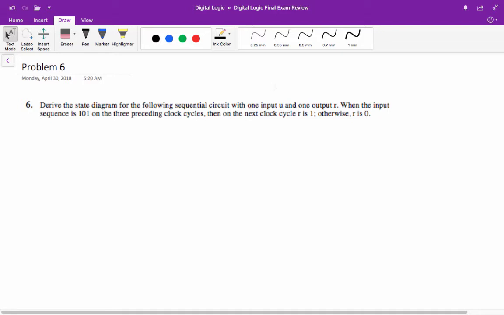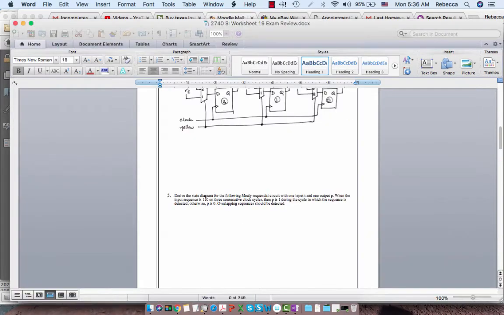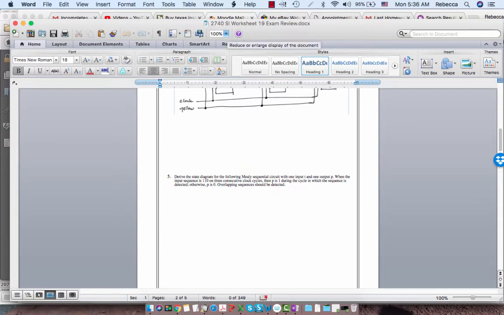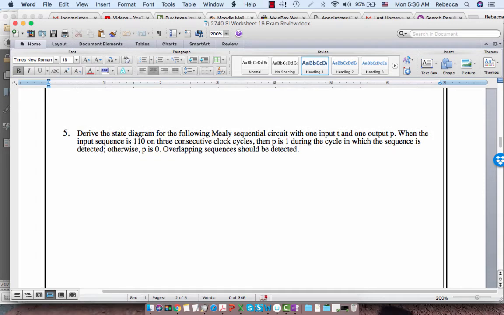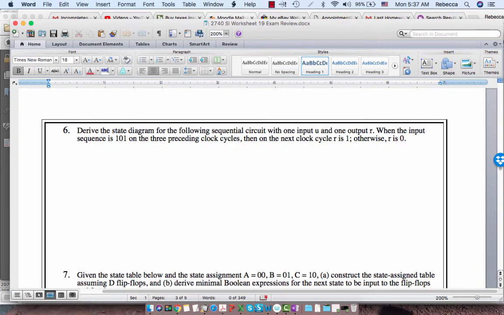Let's see how it's different from a Mealy machine. On problem 5 we had a Mealy machine. It told us it was a Mealy circuit, and it says that when the input sequence is 1, 1, 0 on 3 consecutive clock cycles, then P is 1 during the cycle in which the sequence is detected. So that's what makes it a Mealy machine. It's during the cycle in which the sequence is detected, as opposed to the one we're doing right now, which is if it was in the 3 preceding clock cycles, then on the next clock cycle R is 1. And that's going to make it a Moore machine.